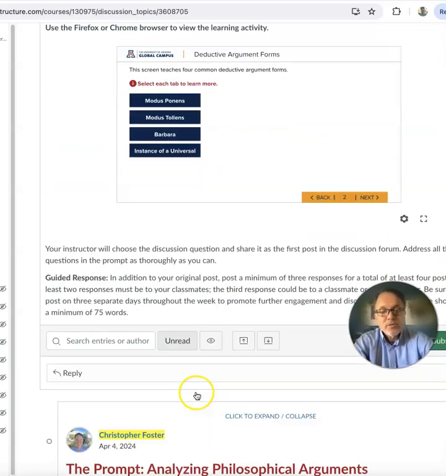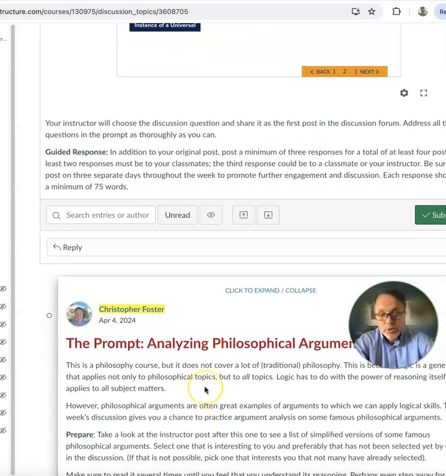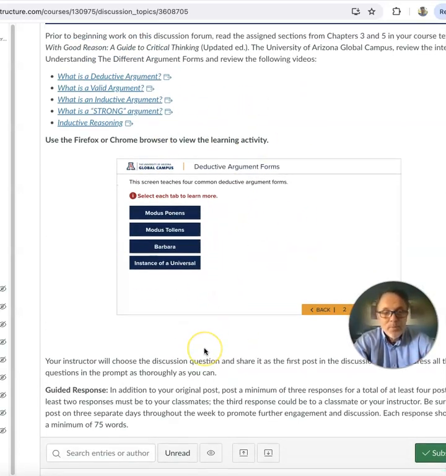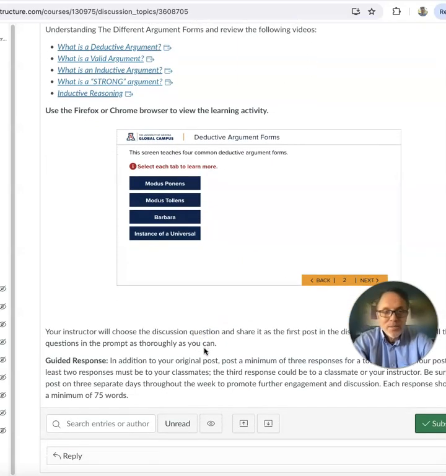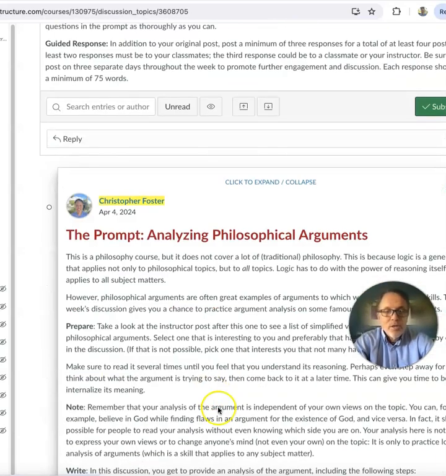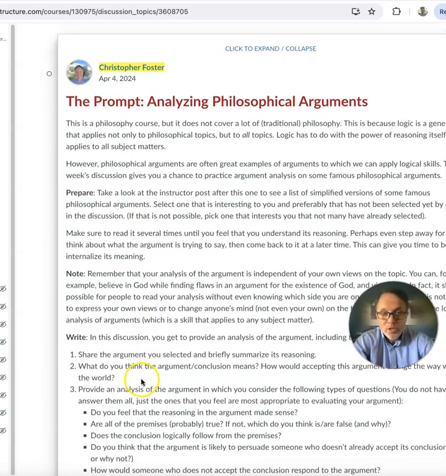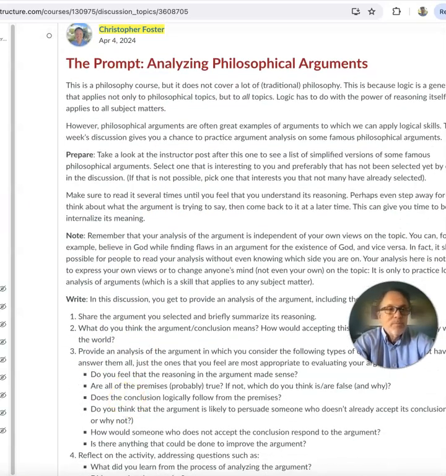Another thing different about this course is that the instructors post the prompt. So you'll see general instructions for the discussion, with how many days of the week to post and so forth. But then you'll see the instructor's specific prompt that gives you what to write about in all these bullet points.